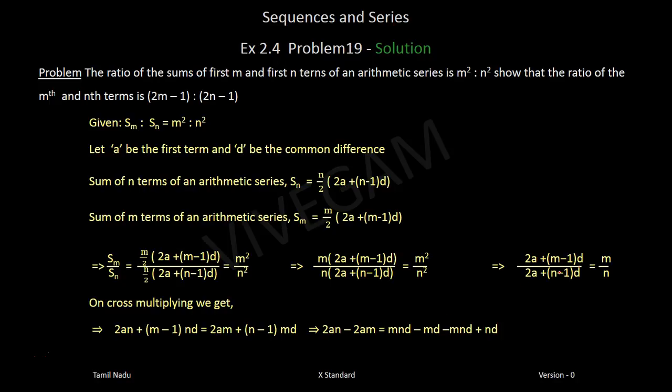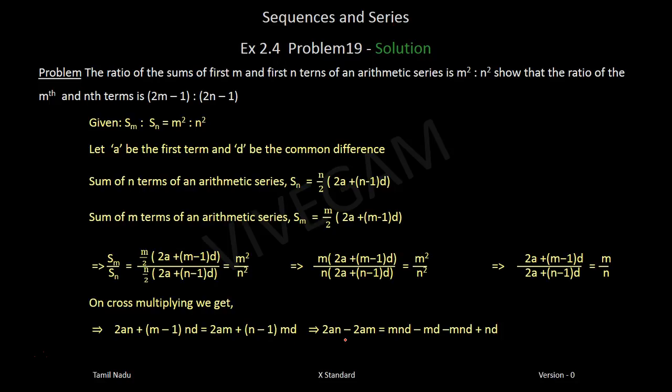And this side you'll get 2am, and n minus 1 into m. So it will become n minus 1 into md. Now we expand this. 2an, this will be m and d minus nd. Okay, and this side you'll get 2am, m and d minus md.